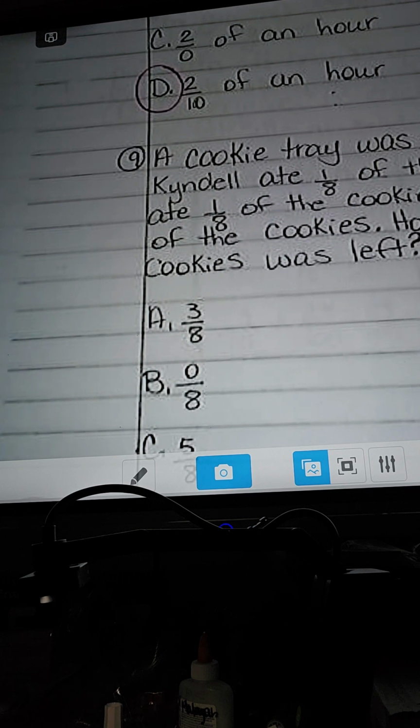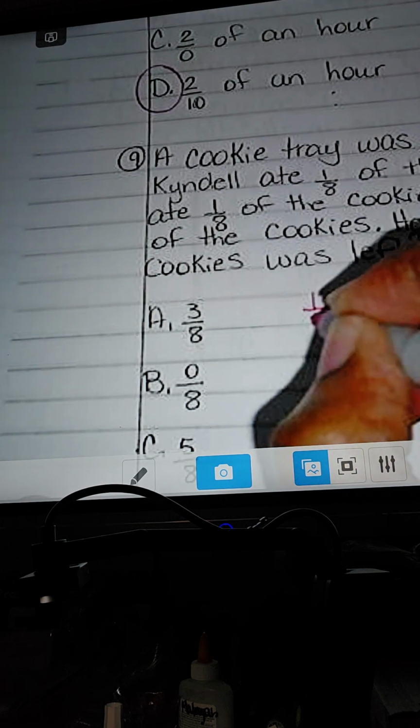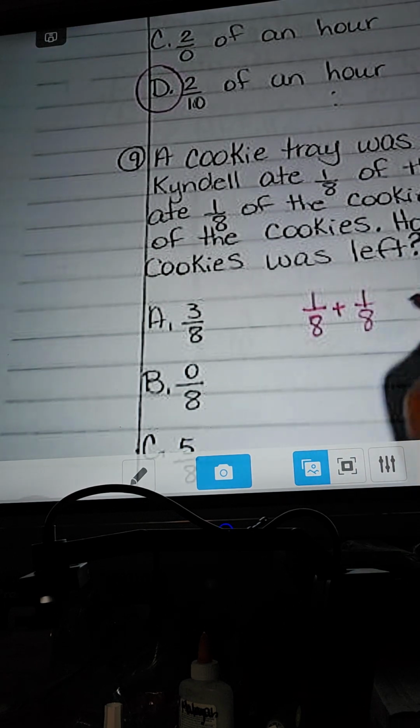A cookie tray was divided into 8s. Kendall ate 1/8 of the cookie tray. Carter ate 1/8 of the cookie tray. Bella ate 3/8 of the cookie tray. How much of the cookies was left? What do we do first? We don't need to draw a model, babies. Go ahead, Bella. What do we need to do, baby? Very good, Bella. Good job.